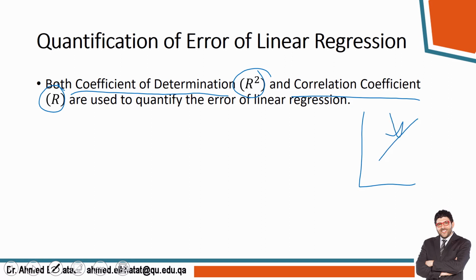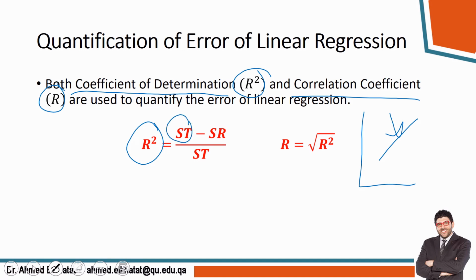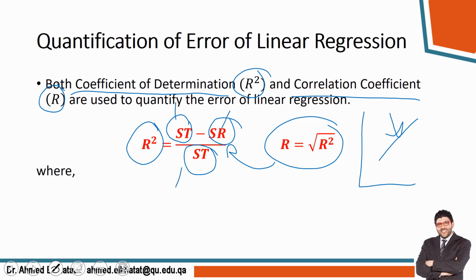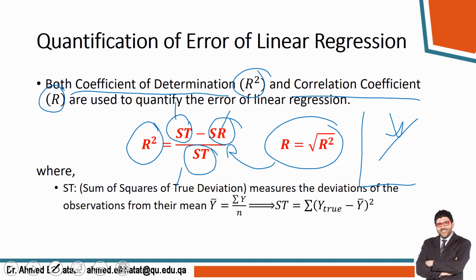R squared is the ST minus SR over ST. SR is the summation of regression variance, and ST is the squared of true variance, and then the correlation coefficient is the root of this one. So how to find each one of them? Now ST is the squared of true.